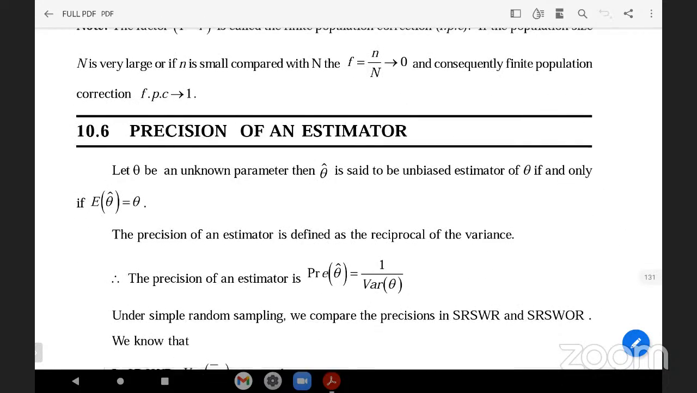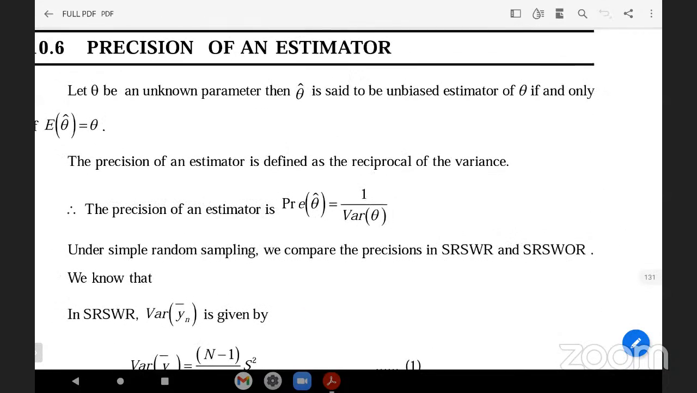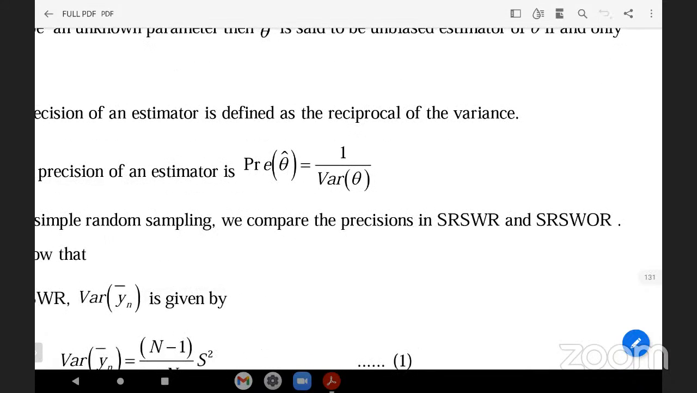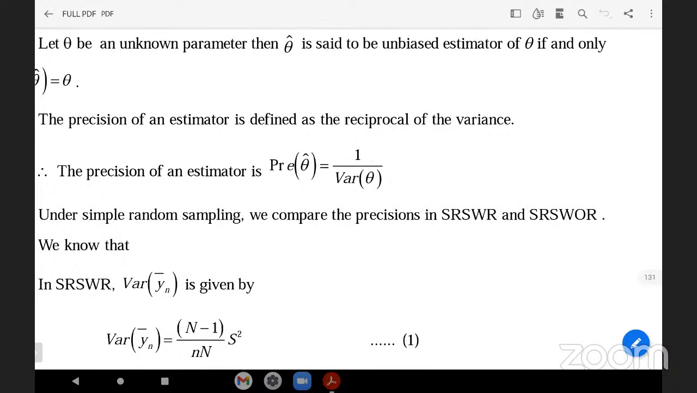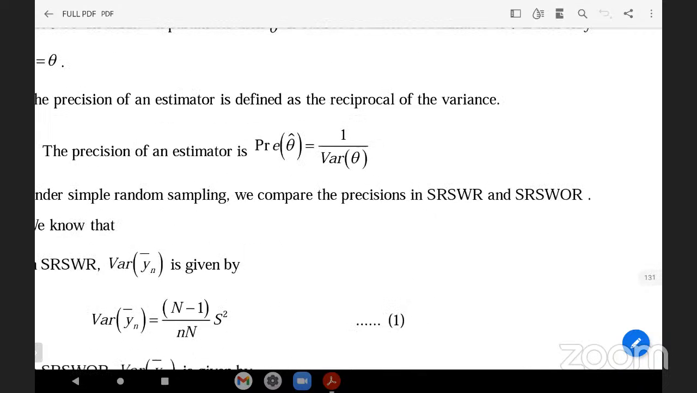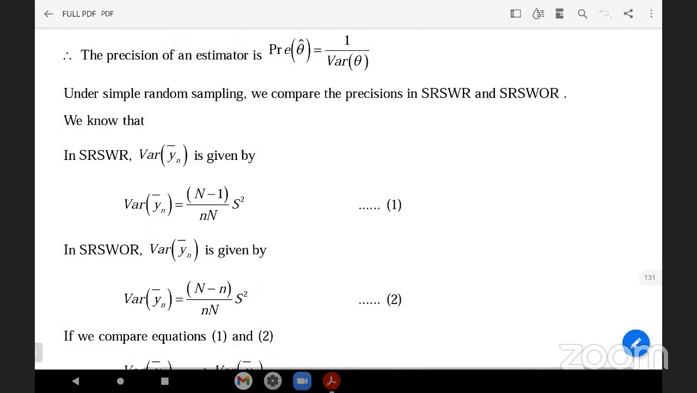Next, the precision of the estimation. The parameter estimation gives the precision of the estimator. The precision of an estimator is the reciprocal of its variance. So 1 divided by the variance of theta is called the precision of theta. We calculate the variance and then take its reciprocal.